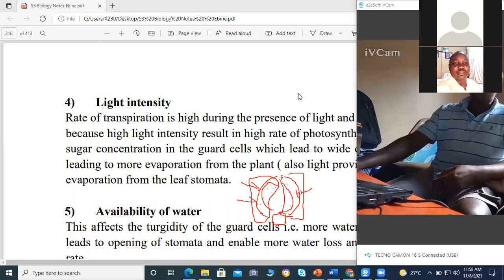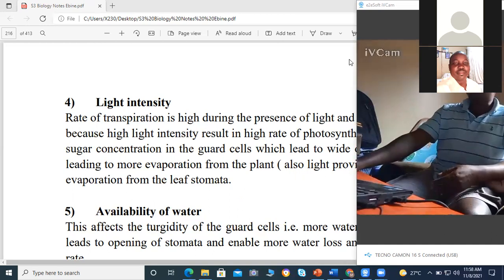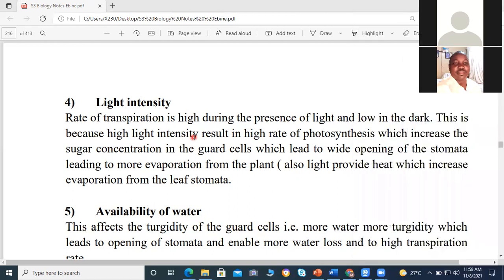It is very important for us to take note that the intensity of light does not directly influence the rate of transpiration, but for it, the rate of photosynthesis increases. So it increases the sugar concentration in the guard cells, which leads to the widening of the stomata. So light will provide the opening of stomata or the escape of water from the stomata.